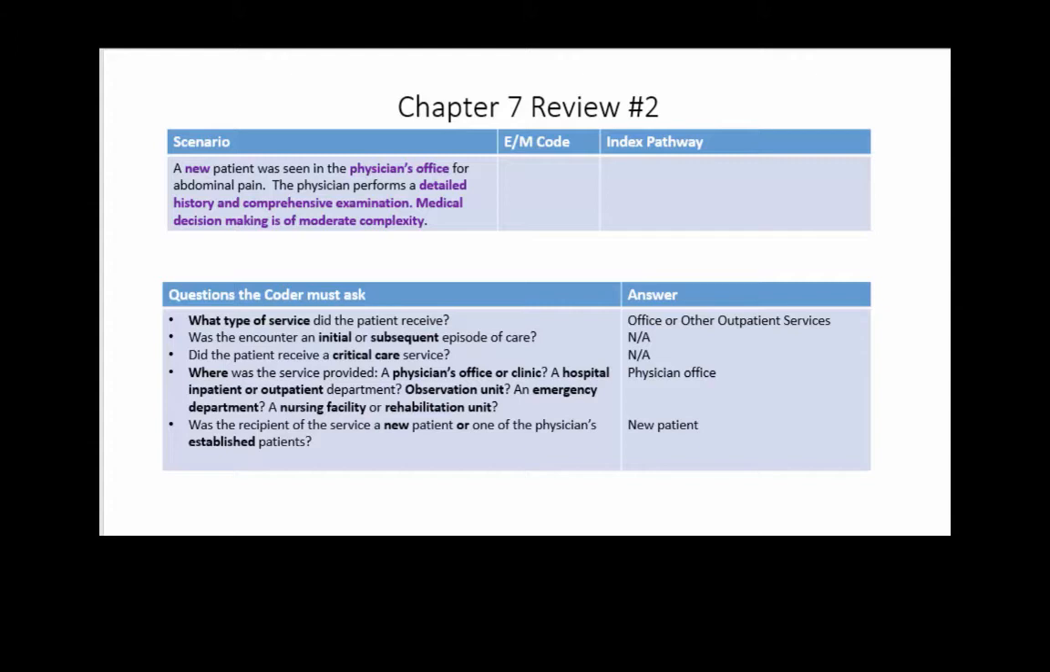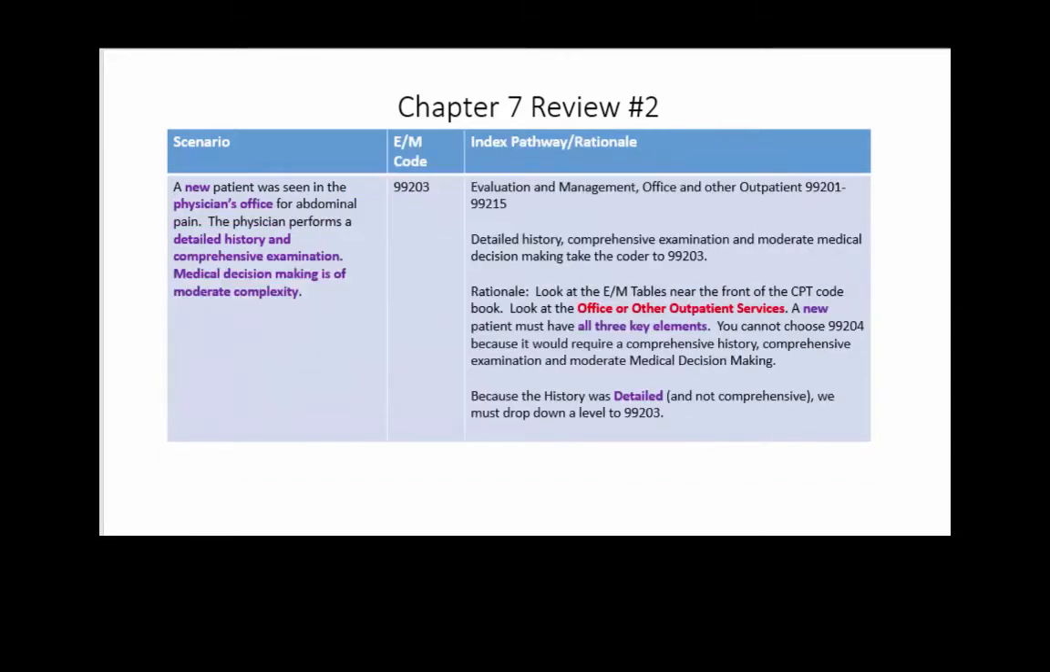So having answered those questions, we look up in our index the main term, evaluation and management, subterm office and other outpatient, and we get the code range of 99201 through 99215. And when we go to those codes and read through the descriptors, we want to find the code that properly reflects a detailed history, a comprehensive exam, and moderate complexity medical decision making.